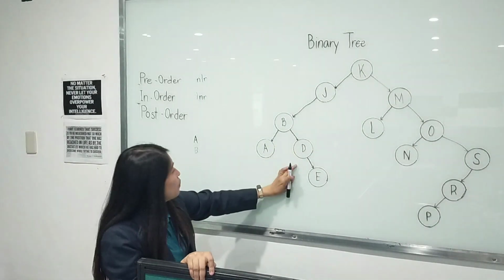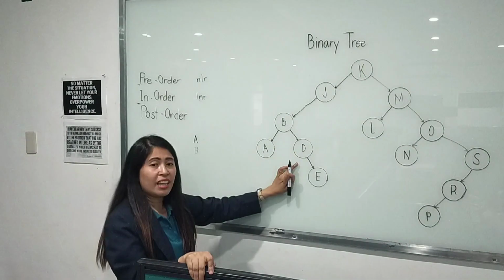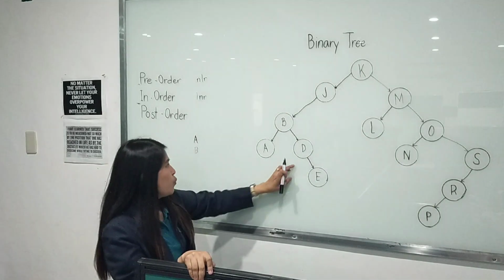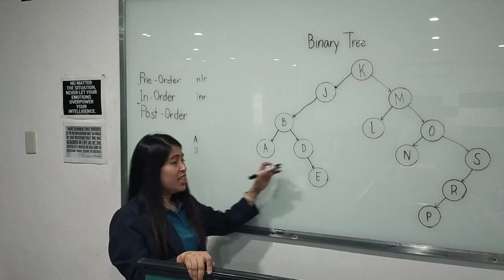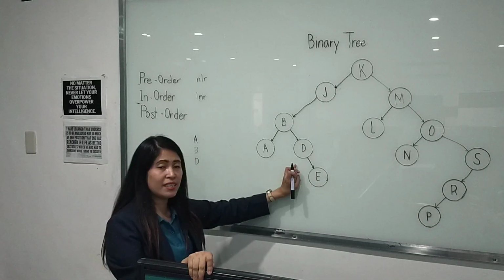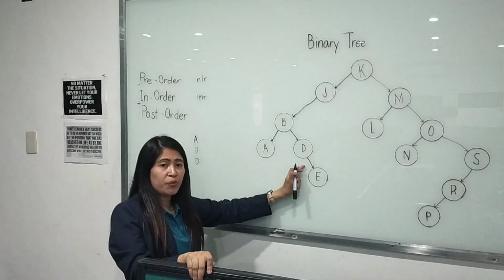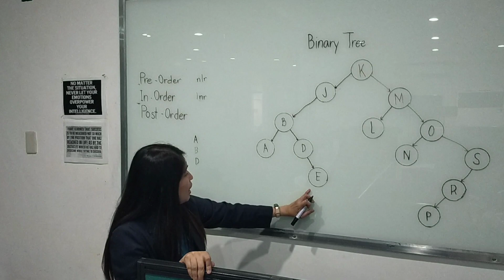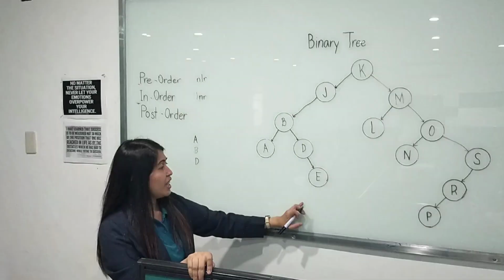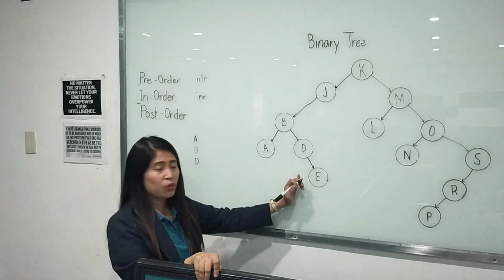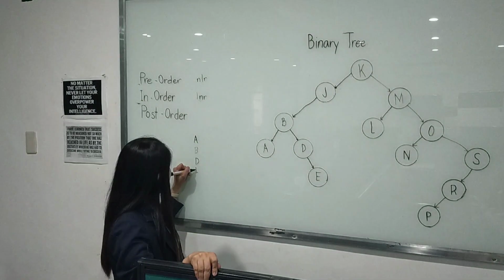Then we will go down to the D. And then we will visit the left subtree. So there's nothing here again. So we will go back to the D. And then we will visit the right subtree of D. Then we will go down to E. And then we will visit the left subtree of the E, and since there's nothing here, we will go back to the E and we will print the E.